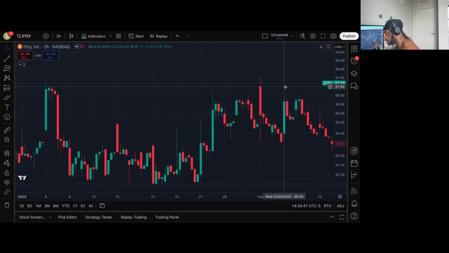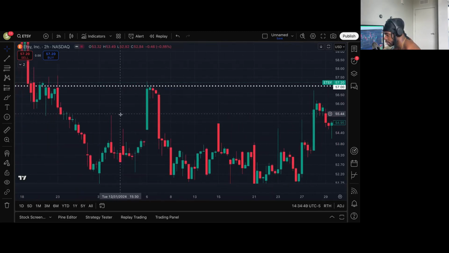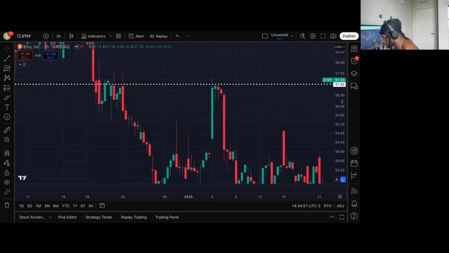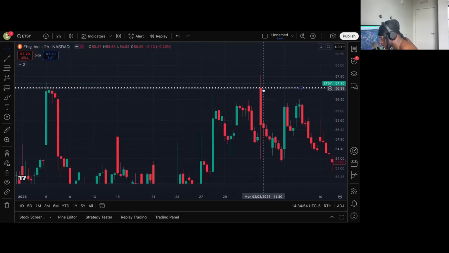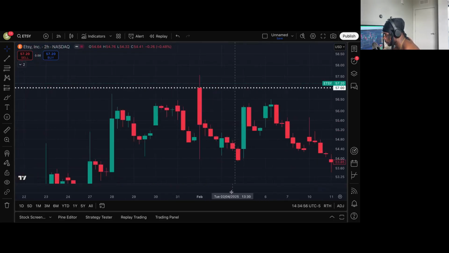And then I play around with these levels too. So it looks like this is a level, and I'll look to the left. Yep, that's a level. Got him. How did I get that? I look for the flat parts first.